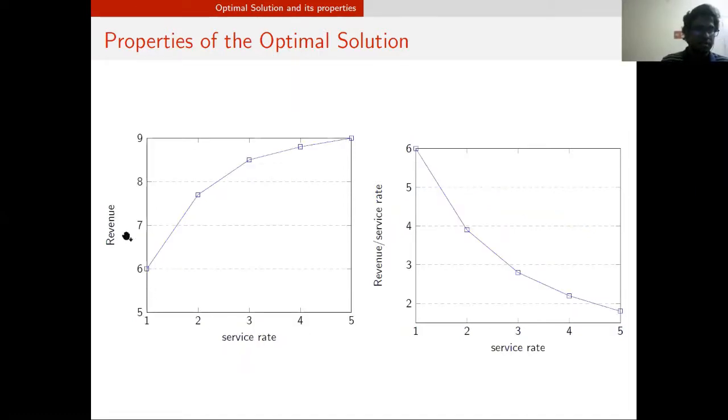Again, not surprisingly, revenue increases as service rate increases. So service rate is kind of your installed capacity in the system. The more capacity you have, the more revenue you get. So this is not surprising. But what's surprising again is that revenue per service rate is decreasing. So per resource, the returns you get in terms of revenue actually decrease as you increase your resources.